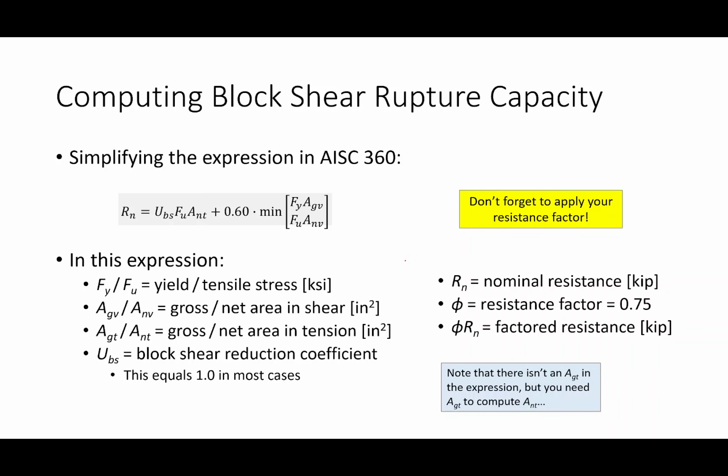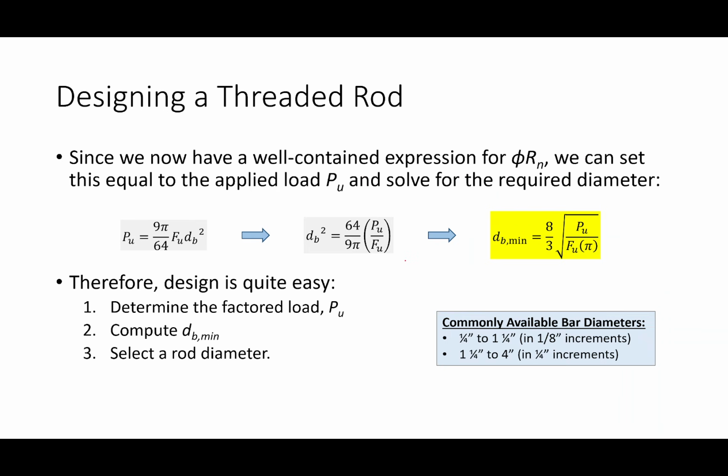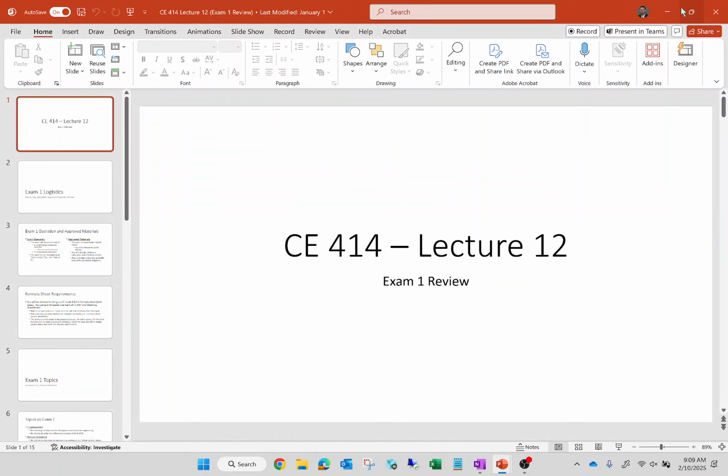Here's our block shear rupture capacity. U_BS F_U A_NT plus 0.6 times the minimum of this right here. You all just used this. I mean, probably like last night as you were getting ready for the homework, so I won't spend too much time on this. Just know that we're probably going to have U_BS equal 1. Well, we are. I'll just say it. You're not going to have a situation where U_BS doesn't equal 1 on the exam. And this was from a prior exam. We're not going to use threaded rods, so don't worry about threaded rods.